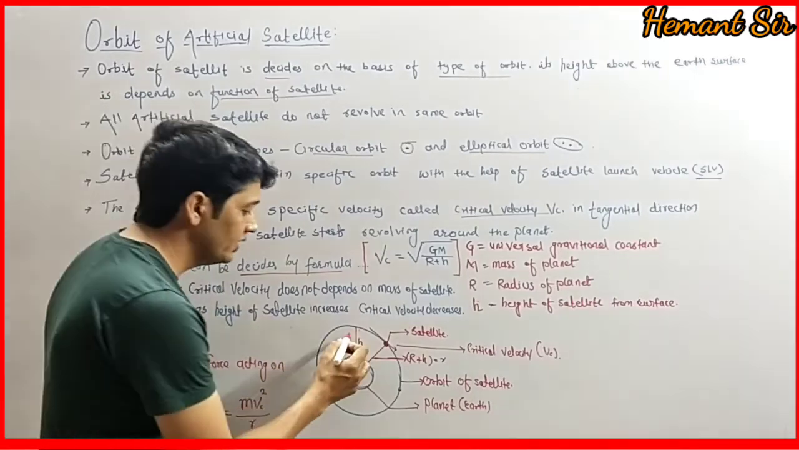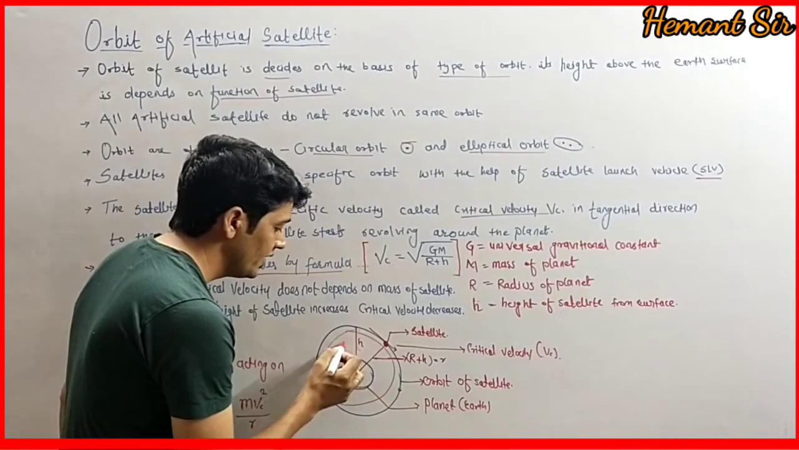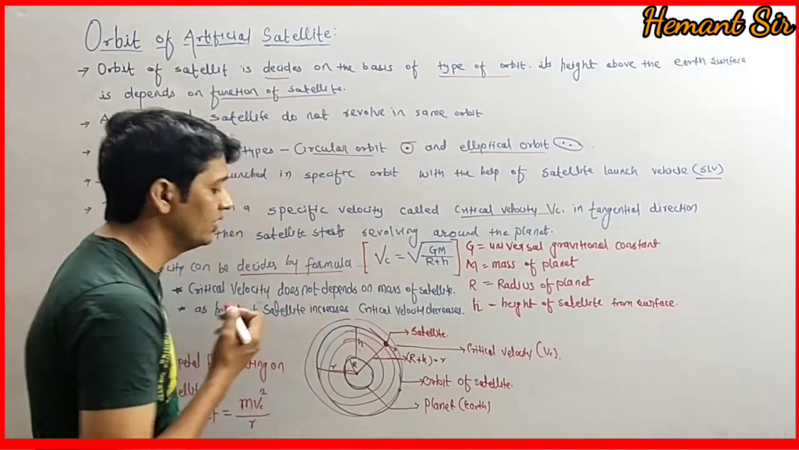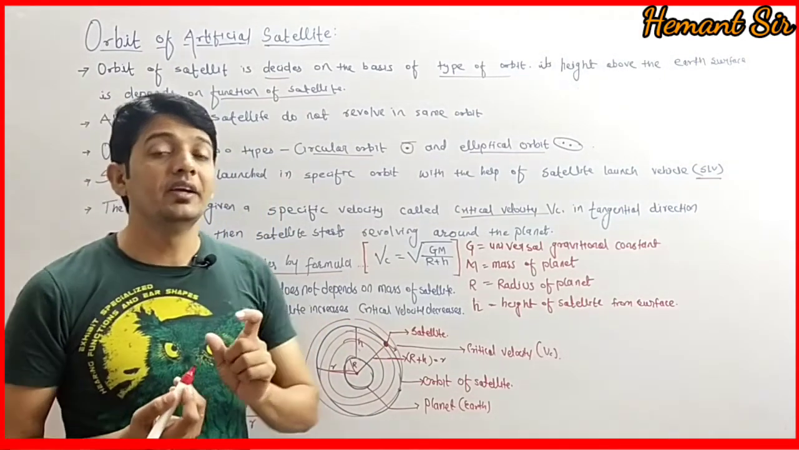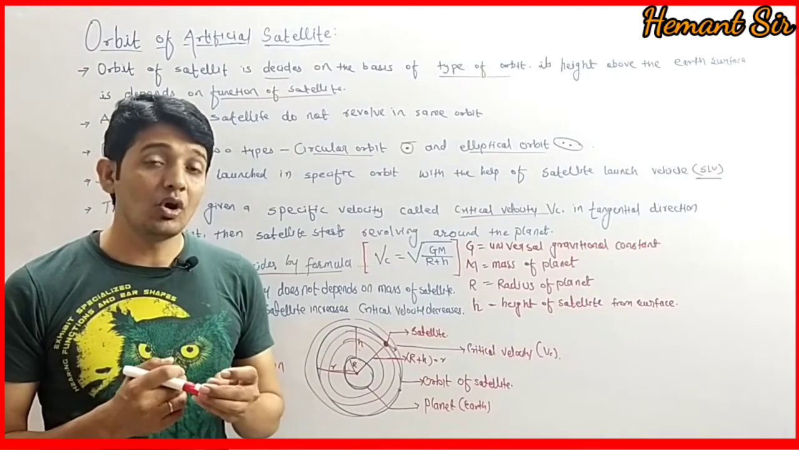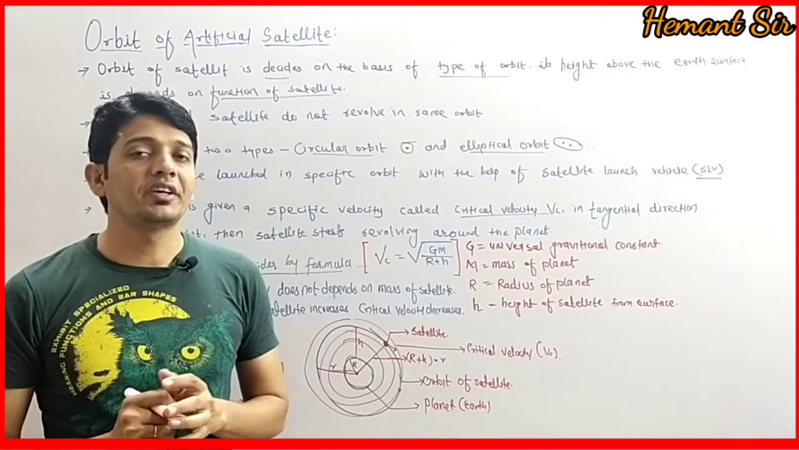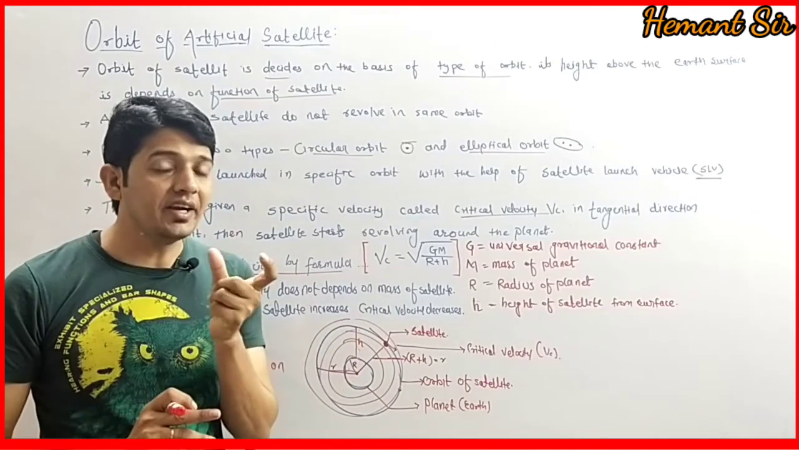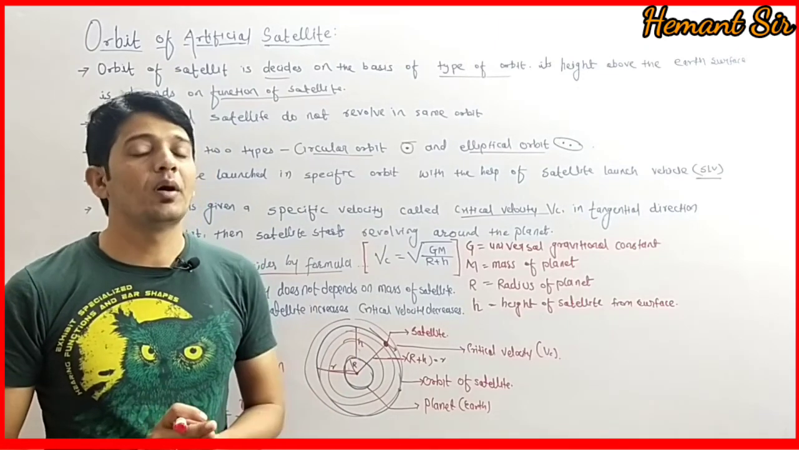So these are the different orbits, which are decided by the function of the satellite: which type of satellite is being launched and what kind of work it is to complete. That height is decided by the type of satellite.